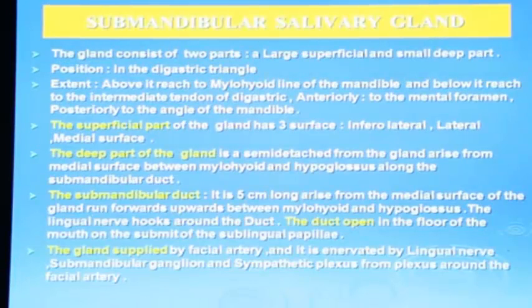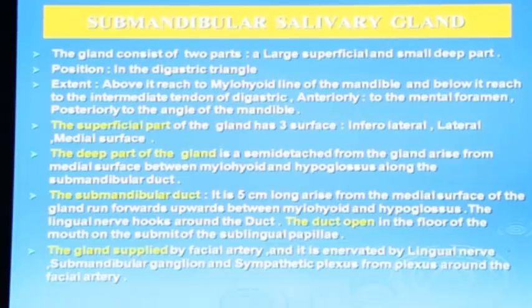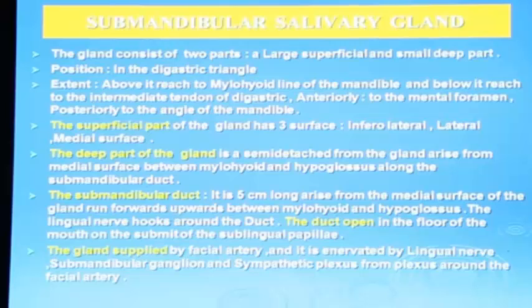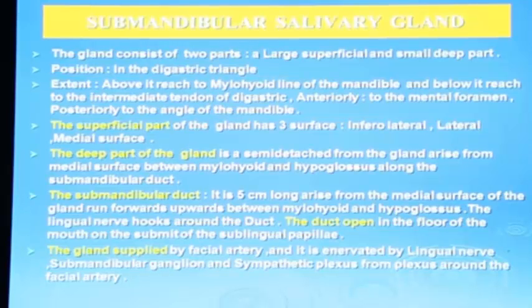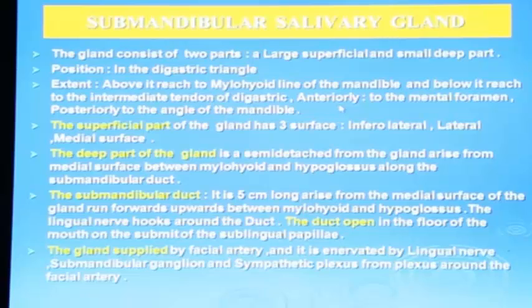Submandibular gland. We have already said the major salivary glands, which are submandibular, sublingual, and parotid. This is the submandibular salivary gland. The gland consists of two parts: large superficial and small deep part. Position: in the digastric triangle. Extending above, it reaches the mylohyoid line of the mandible, and lower it reaches the intermediate tendon of the digastric. Anteriorly to the mental foramen, posterior to the angle of the mandible.